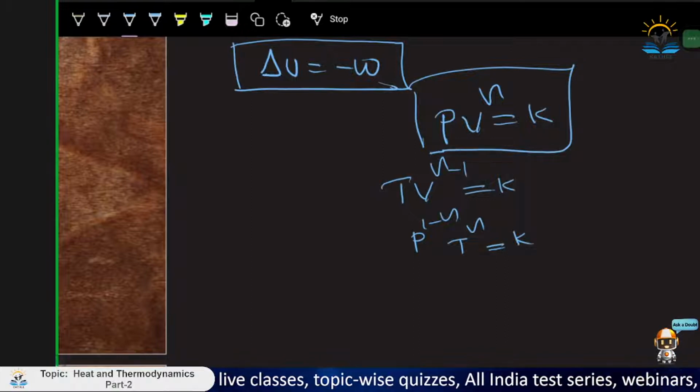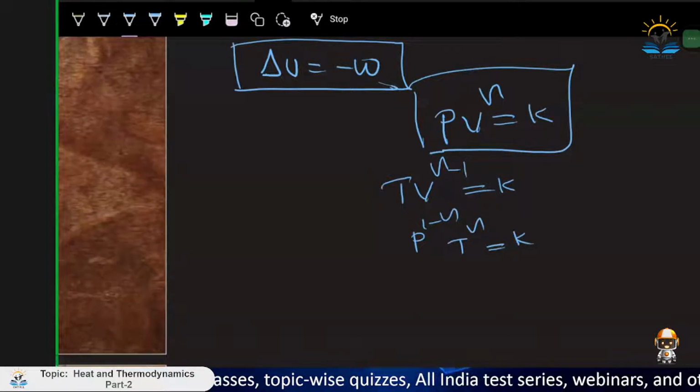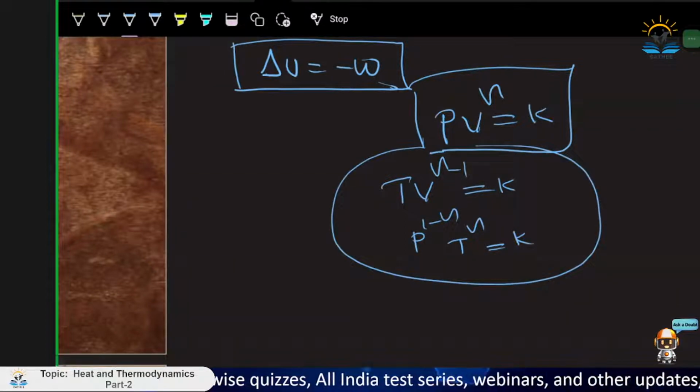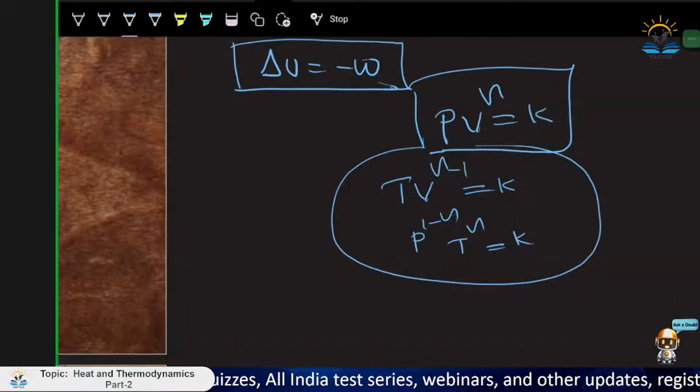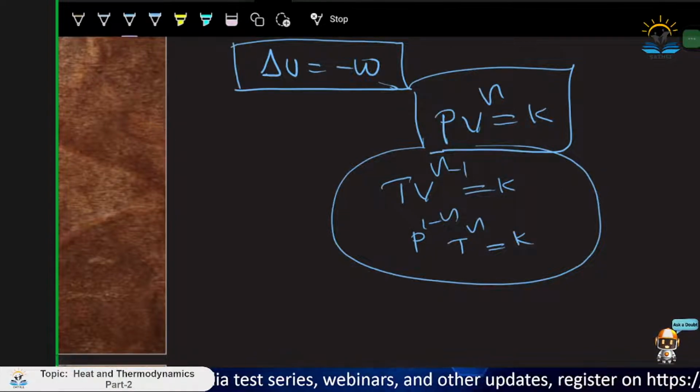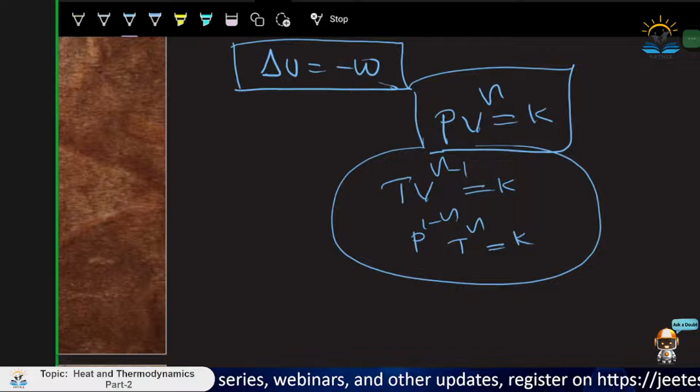These are the three equations. PV raised to gamma is a constant. TV raised to gamma minus 1 is a constant. P raised to 1 minus gamma, T raised to gamma is a constant.